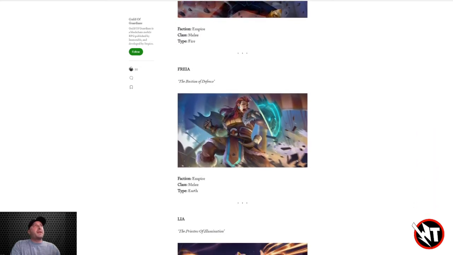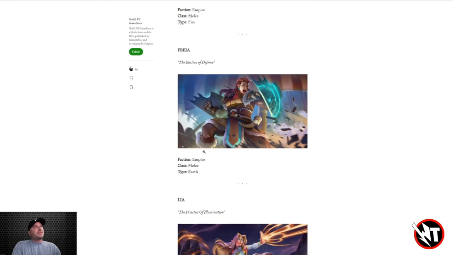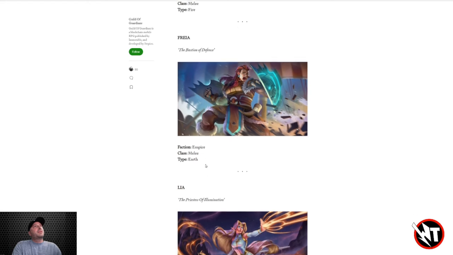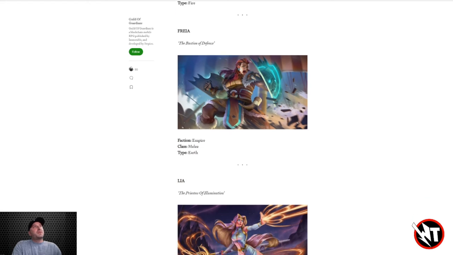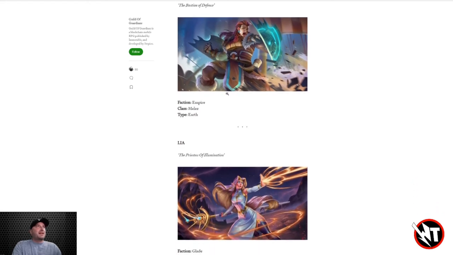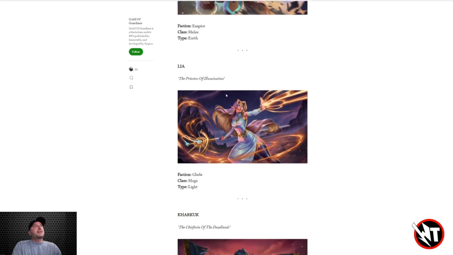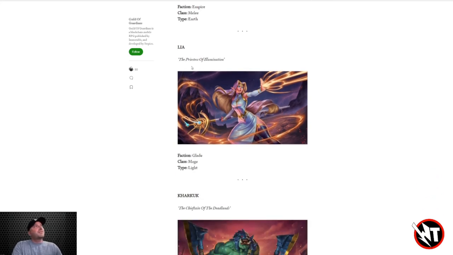Next up, Freya, the Bastion of Defense, dual-wielding shields with red hair and green eyes. Nice. Definitely probably a tank, not a rogue assassin, I'm going to guess. Faction Empire, class melee, but I'm going to say this is probably tankish. Type Earth. Boy, that one looks familiar too. Careful with the copyright stuff, guys. I don't want to see you guys take on a behemoth of a company. You know what I mean. I'm not going to say who it looks like.